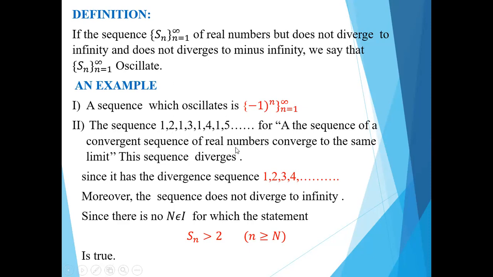Consider a sequence of convergent sequences of real numbers converging to the same limit. This sequence is divergent, since it has the divergent subsequence 1, 2, 3, 4, etc. Moreover, the sequence does not diverge to infinity, since there is no n belonging to I for which the statement Sn greater than 2 is true.